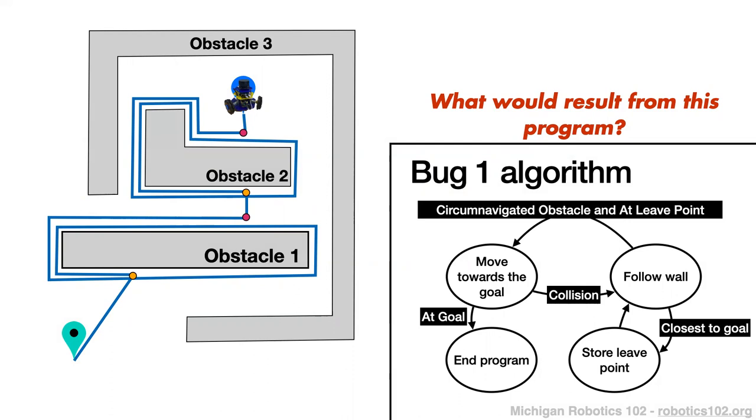From there, it leaves, and then it goes on the line straight to the goal. As it's moving along that, moving away from that first purple dot, it's going to hit obstacle two. It goes all the way around obstacle two, storing the closest point to the goal. And then it finds that closest point to the goal, leaves from there, and then it can get to the goal. We never encounter obstacle three in this case, right?